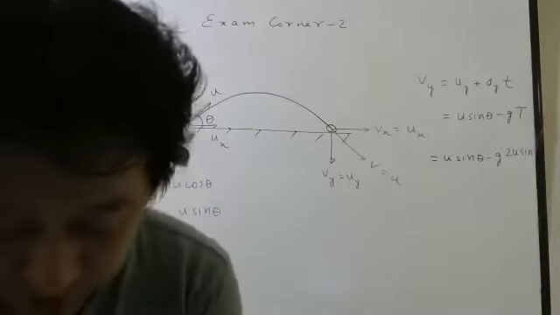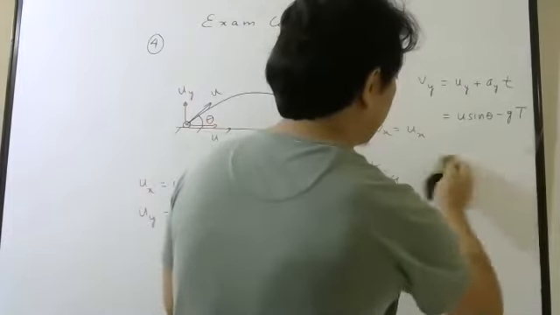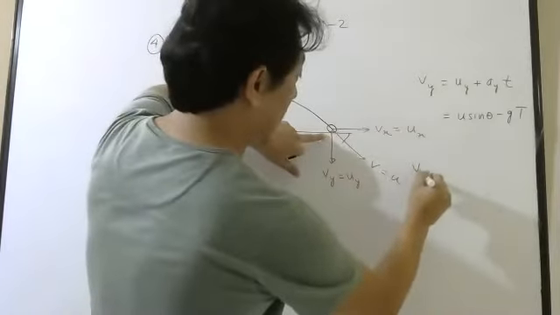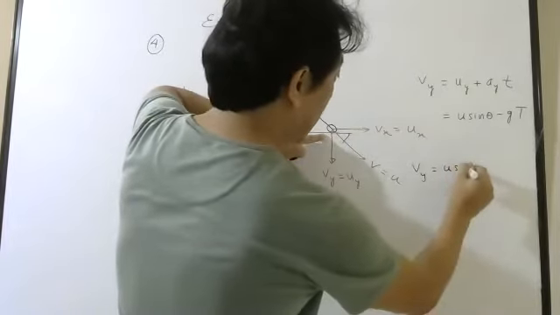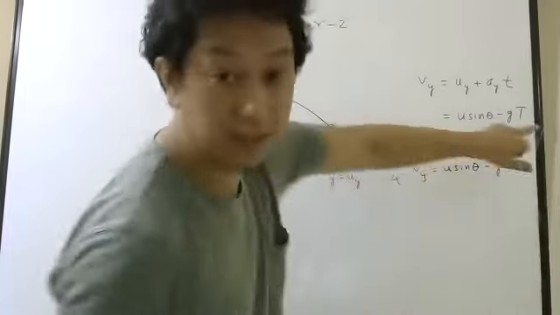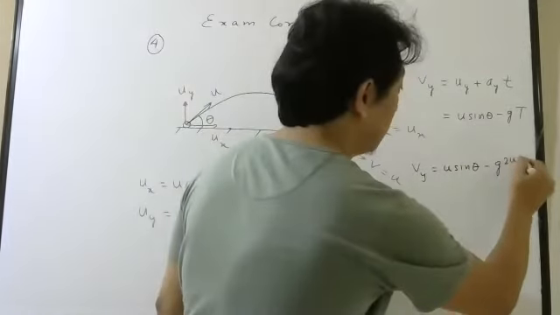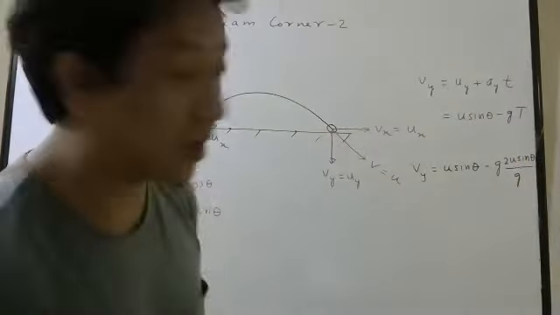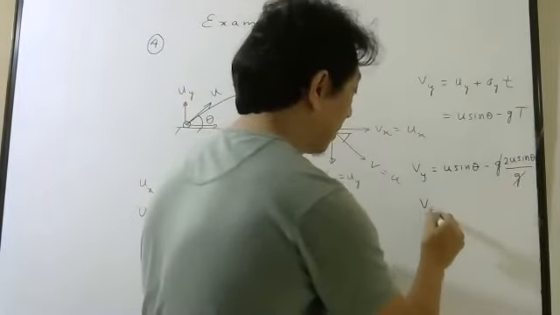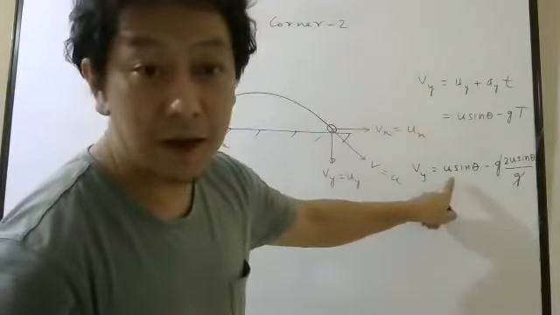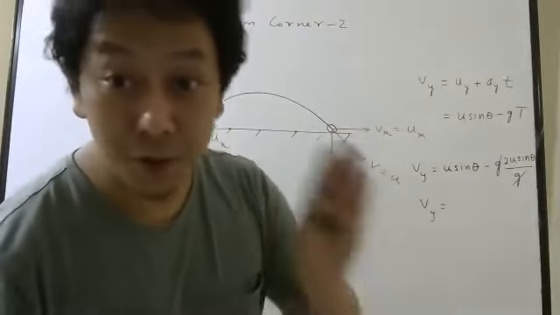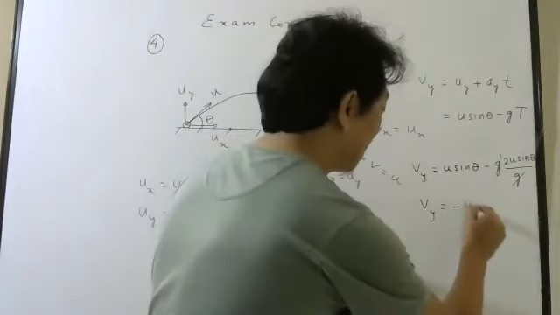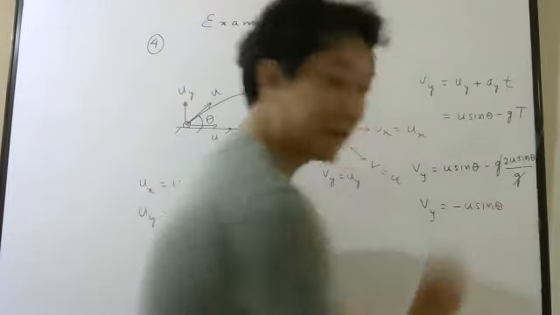Space is not there. Let me remove this part. So Vy here will be u sine theta minus g t. What is t? 2u sine theta by g. You remember, right? Time of flight formula. g cancels. So what is Vy? u sine theta minus 2u sine theta will give you what? Minus u sine theta. Yes or no?